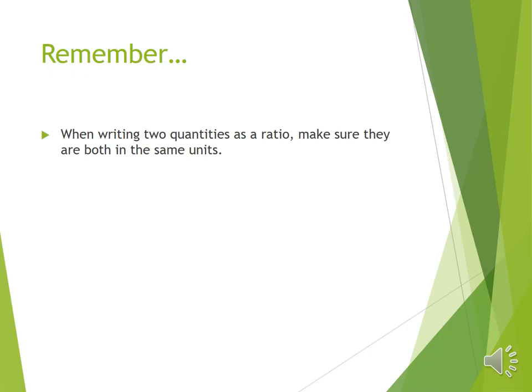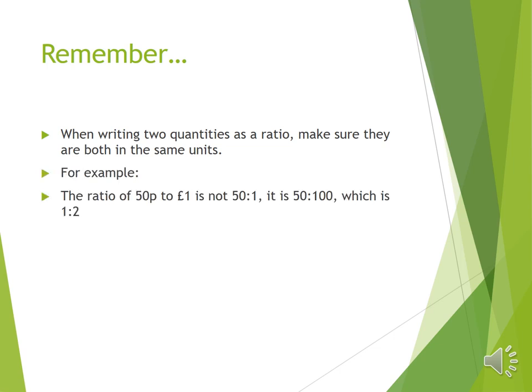So I want you all to note these things down, as mentioned already before. Make sure they are both in the same units. Also, as an example, the ratio of 50p to £1 is not 50 to 1, it is 50 to 100, because what I've done is I've converted the £1 into pence. So because the first unit is pence, I've converted the second one also into pence. So now it's 50 to 100. And when you are simplifying that, you can simplify that all the way to 1 to 2.